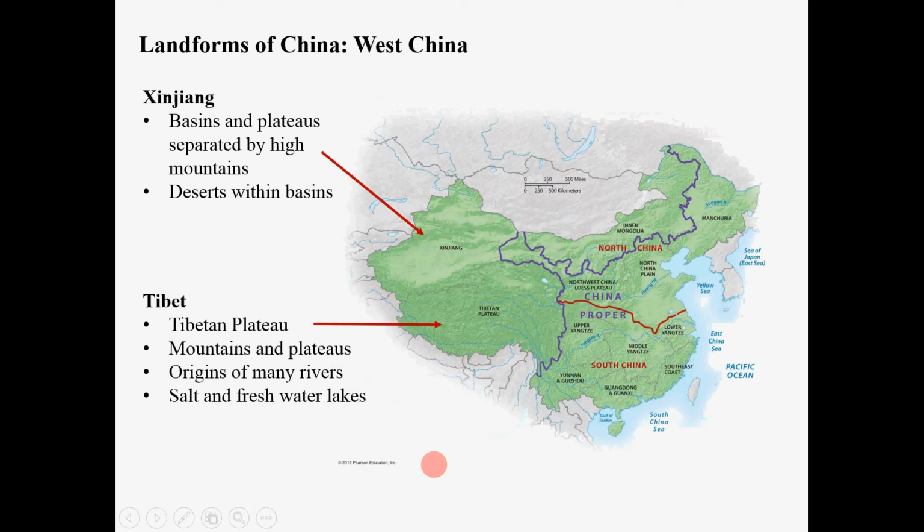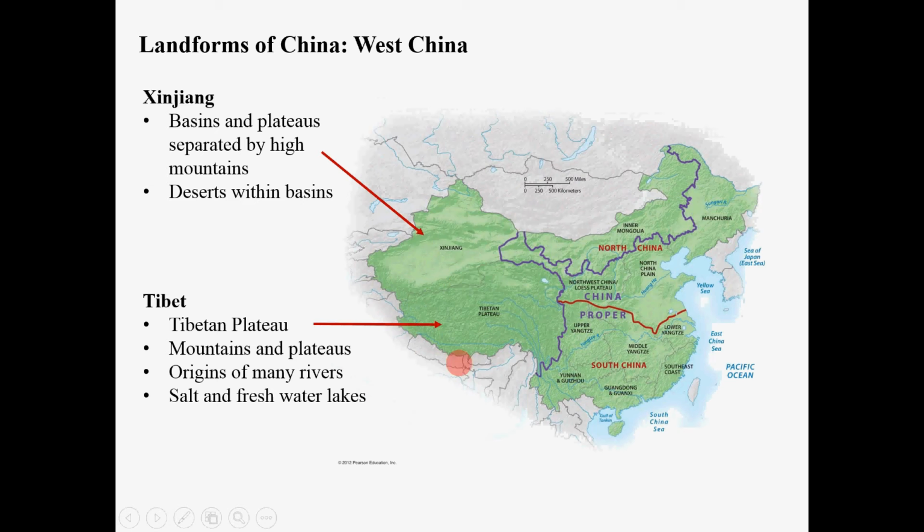West China. In West China, you have two important regions. Xinjiang in the northwest. You have basins and plateaus separated by high mountains. Basins here and the plateau, and they are separated by high mountain ranges. Within the basins are the deserts.